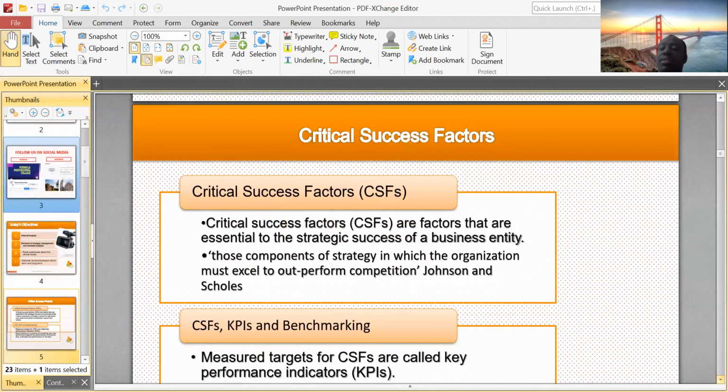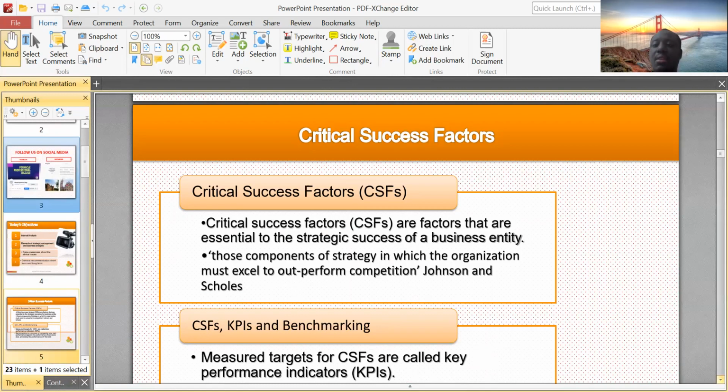So let's talk about critical success factors. What are they? Critical success factors basically are factors that are essential to the success of a business entity. So it refers to those components of strategy in which the organization must excel to outperform its competition. Very, very key.